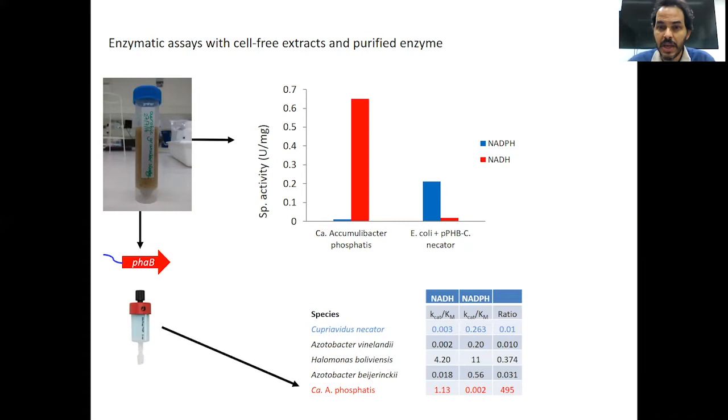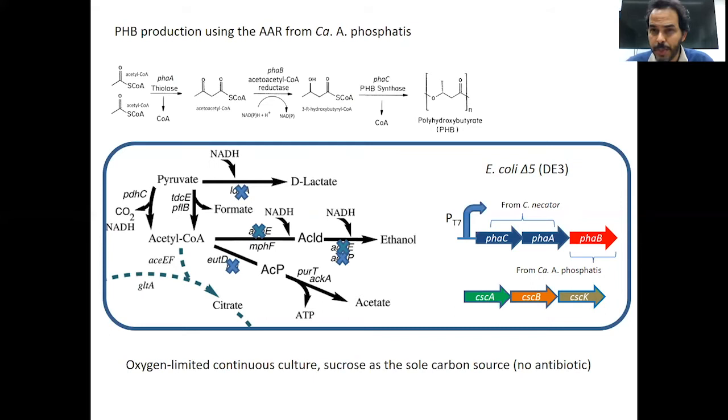We cloned the gene encoding the acetoacetyl-CoA reductase from Candidatus Accumulibacter phosphatis. We purified the enzyme and we studied the kinetic parameters. And remarkably, it is the enzyme with the largest NADH preference so far described for these acetoacetyl-CoA reductase homologs. Moreover, we constructed an artificial operon combining the genes encoding the thiolase and the PHB synthase from Cupriavidus necator with the gene encoding the acetoacetyl-CoA reductase from Candidatus Accumulibacter phosphatis.